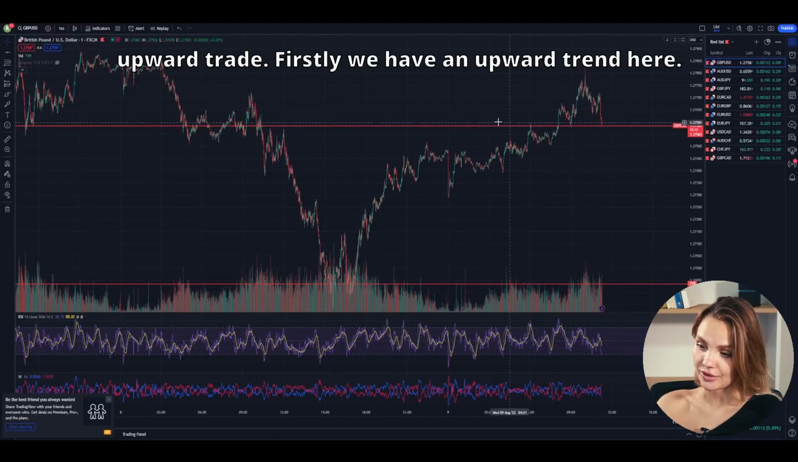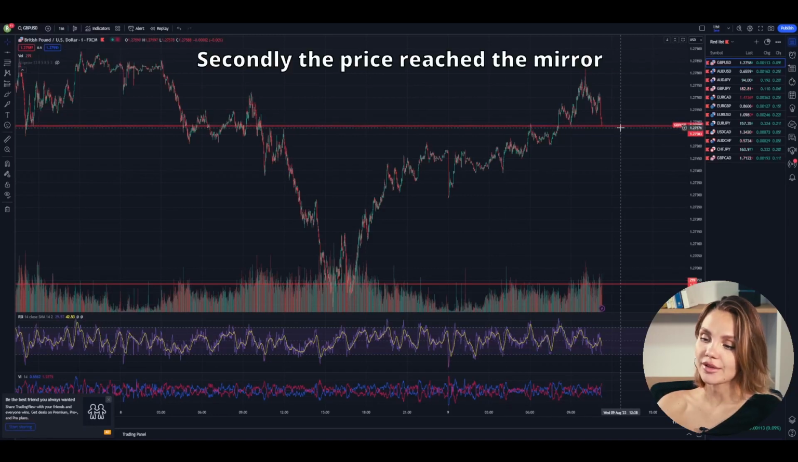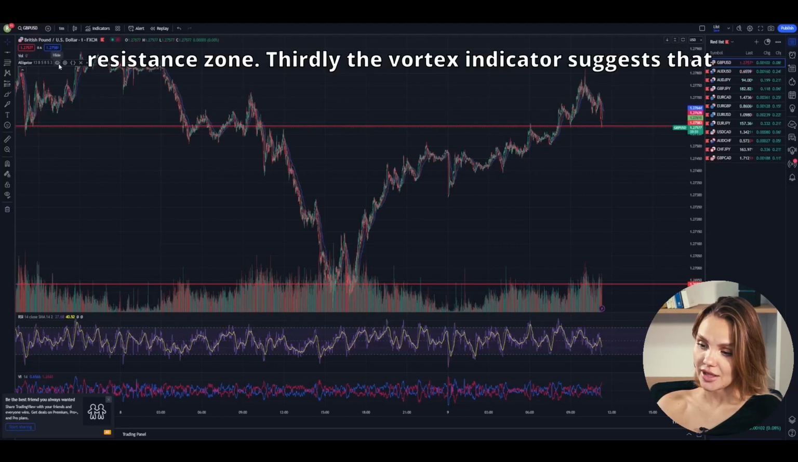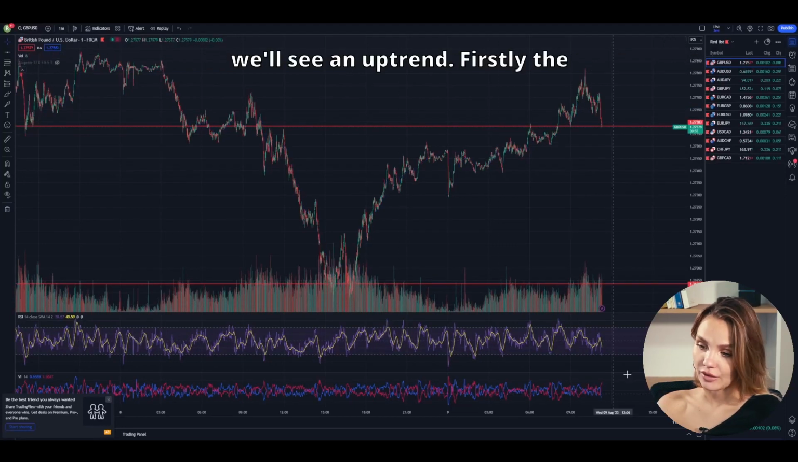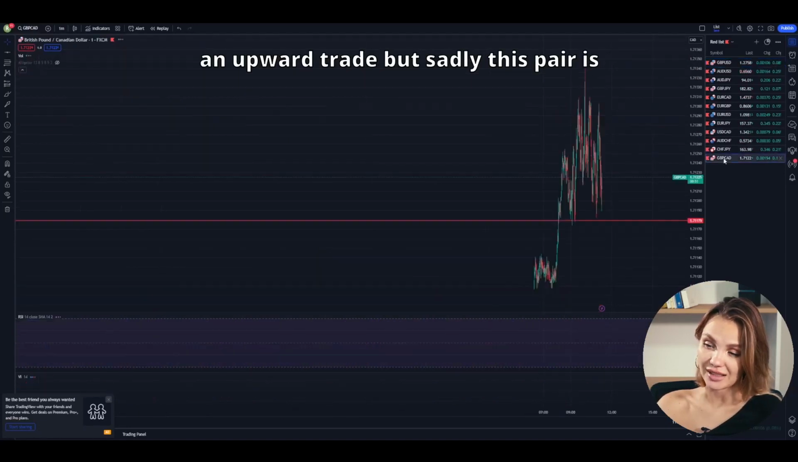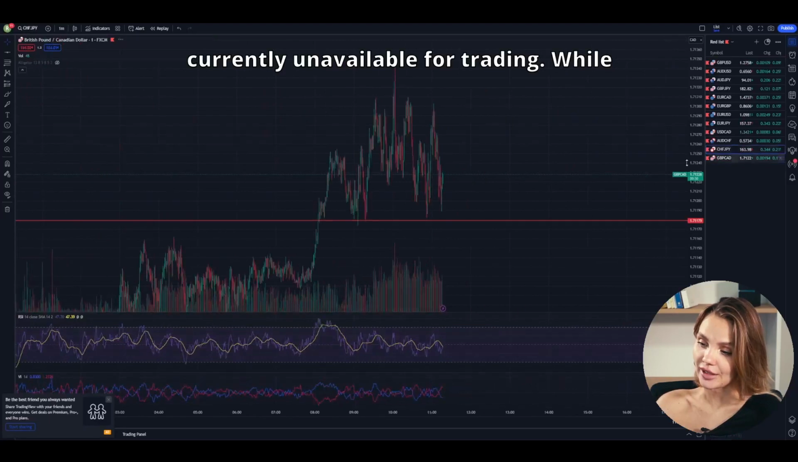Firstly, we have an upward trend here. Secondly, the price reached the mirror resistance zone. Thirdly, the Vortex indicator suggests that we'll see an uptrend. Fourthly, the RSI is in the overbought zone. Everything points to taking an upward trade, but sadly, this pair is currently unavailable for trading.